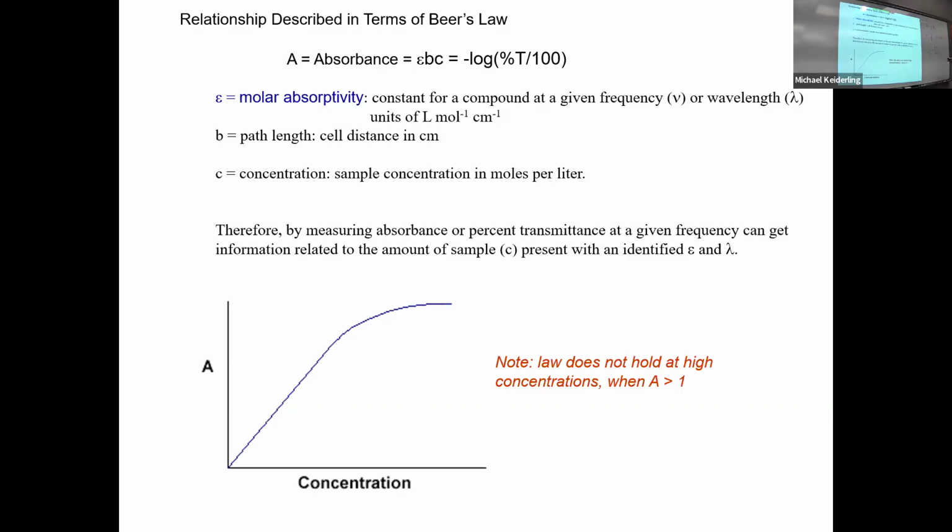So the path length, B, is the cell distance in centimeters, and the concentration is the sample concentration in moles per liter. So you can get information on the concentration with an identified epsilon and lambda. And it doesn't hold at high concentrations, when absorbance is much greater than 1.